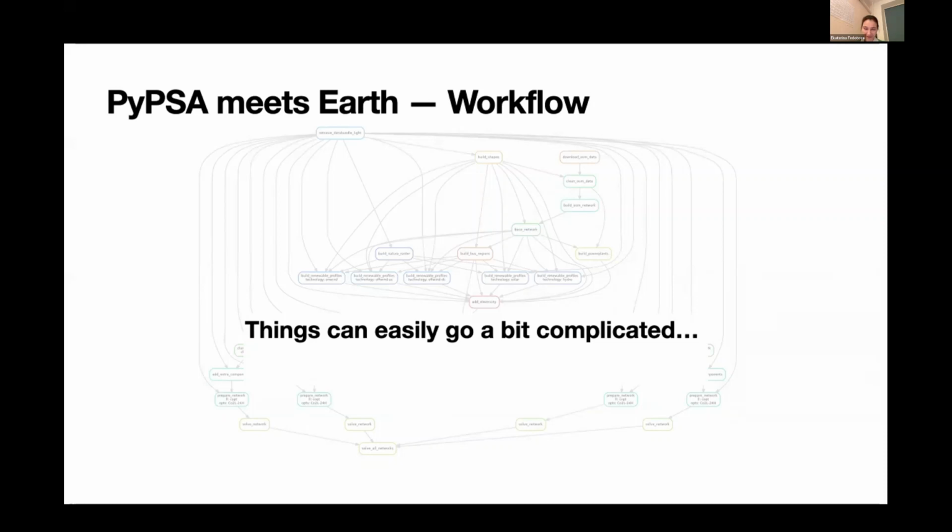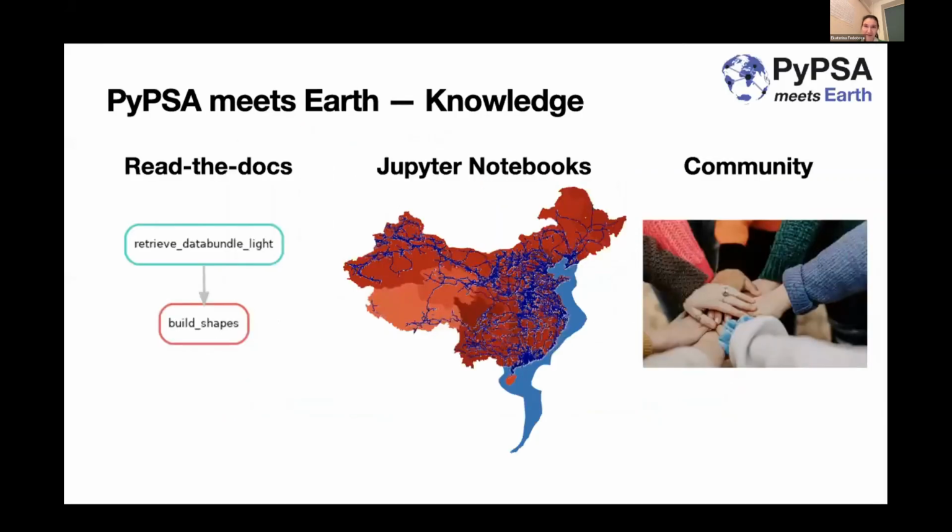But we recognize that things can easily get overcomplicated. And fortunately, we have a solution. At the moment, there is quite a knowledge base around PyPSA-Earth. And in a couple of minutes, I will try to show you how you can use it. I would say that we have three groups of knowledge.